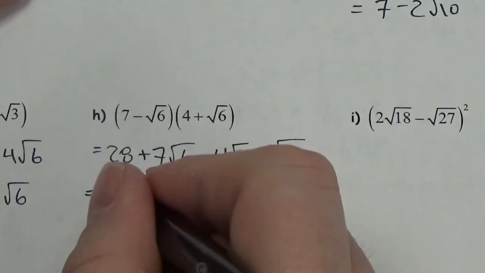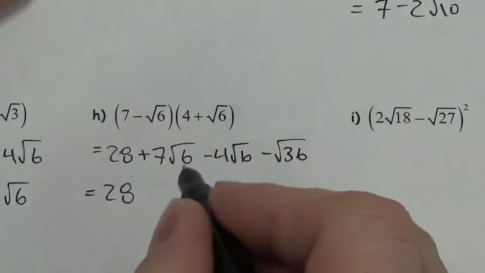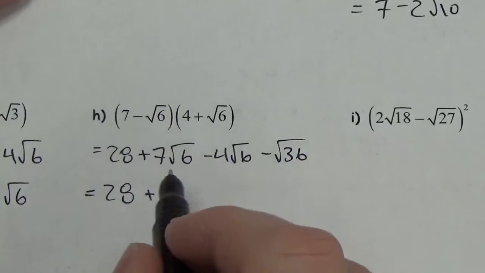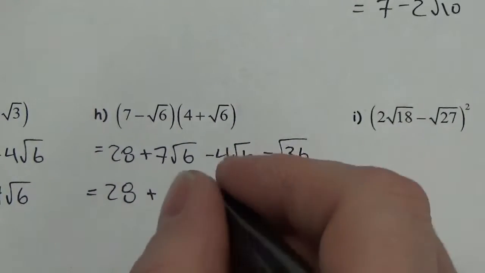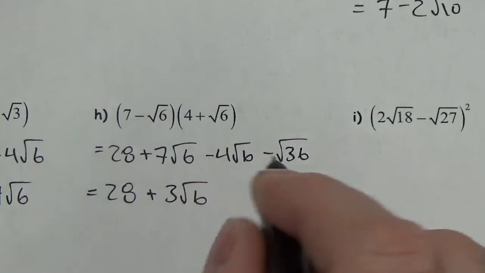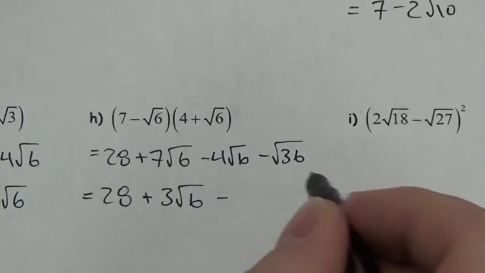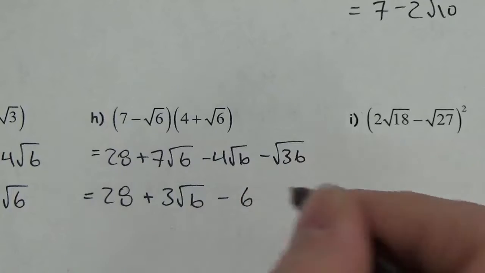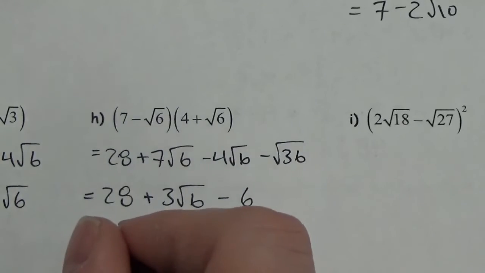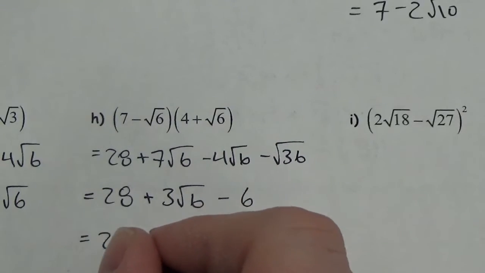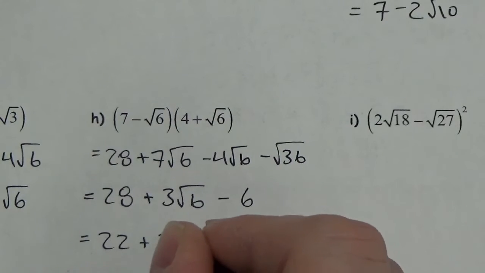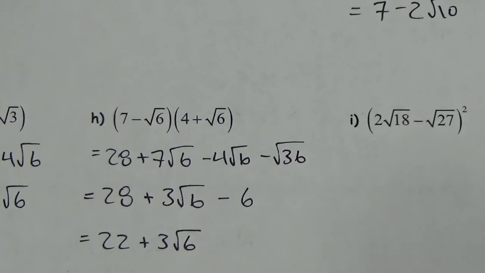Okay, so this is going to be 28. Can't do anything with that. But 7 root 6 minus 4 root 6 is going to be 3 root 6. Remember, I'm just combining the coefficients. And then out back here, I know that the square root of 36 is just 6. And now I can put the constants together. So 28 minus 6 will be 22. And then I've got this positive 3 root 6.